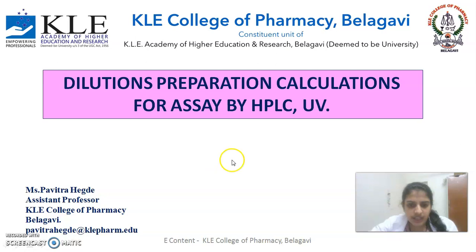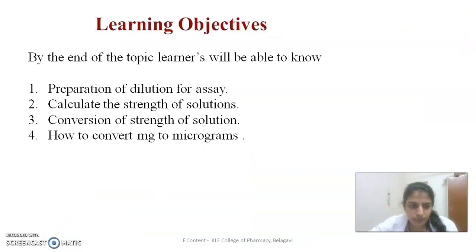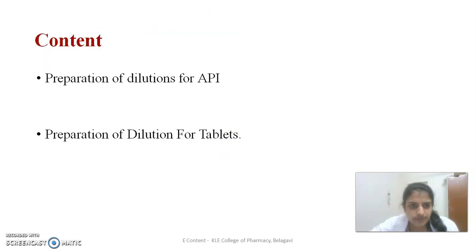This topic is very important for the students who wish to join the quality control laboratory in the pharmaceutical industries after completing their B Pharmacy. By the end of the topic, learners will be able to know the preparation of the dilution for assay, calculate the strength of the solution, convert the strength of the solution, and convert milligram to micrograms.